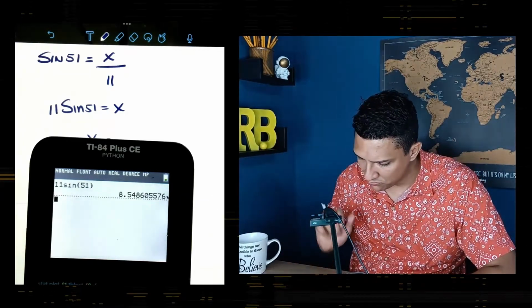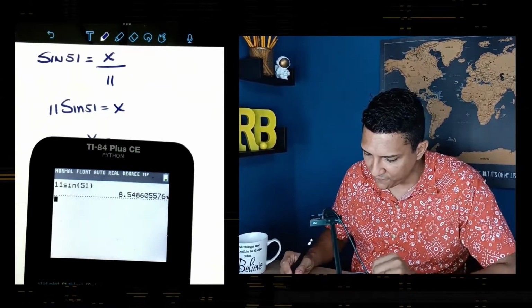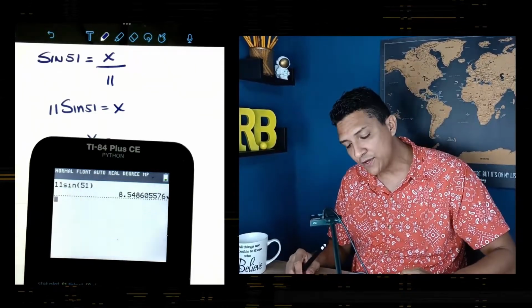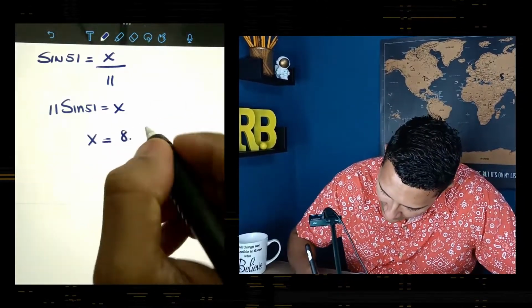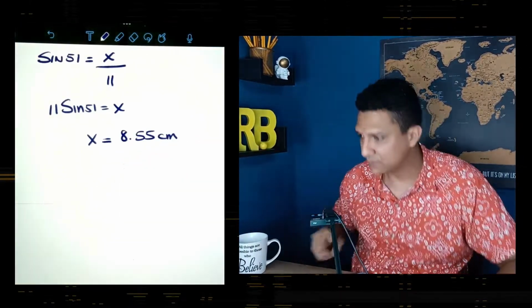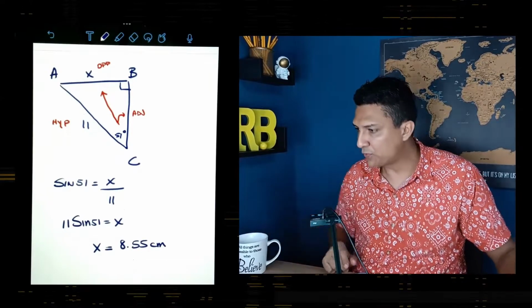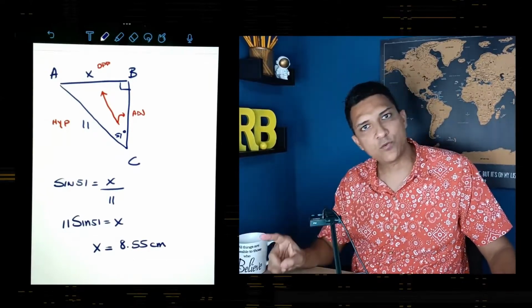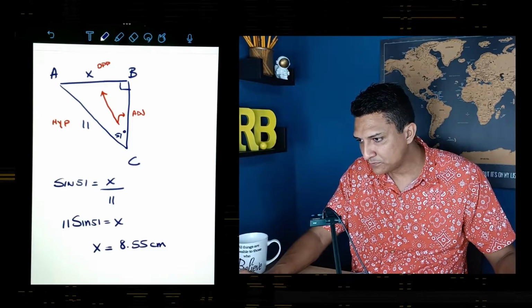Okay, so when we press enter, the answer is 8.50, and rounded to three significant figures is 8.55. So x equals 8.55 centimeters. And this is the answer for the first problem. Remember that this question is finding the missing side. Okay, let's go to the next one.